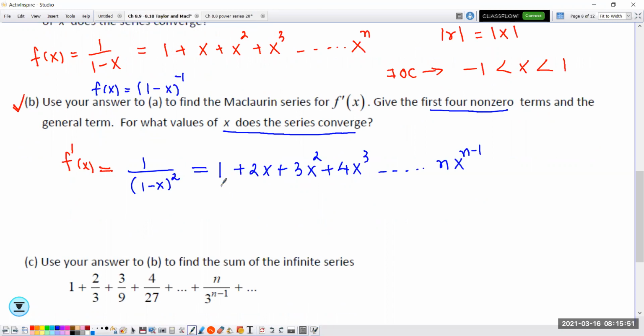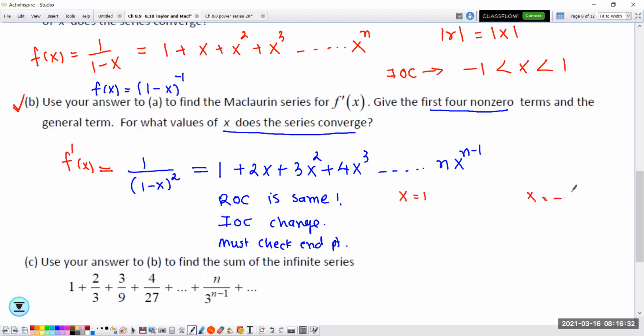Remember when we did chapter 8.8, the homework: with derivative or integration, the IOC may change. The radius will still be the same. You must check the endpoints. The ROC is the same; if you use the ratio test, you will get the same answer. But the IOC may change. Let's check the endpoints. And I'm explaining this because checking endpoints is such a lousy job some students did in the homework: x equal to 1, x equal to -1.